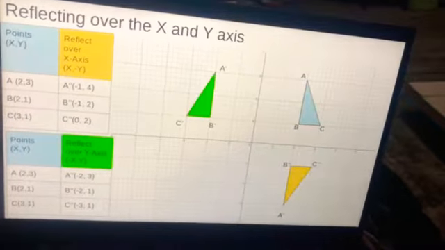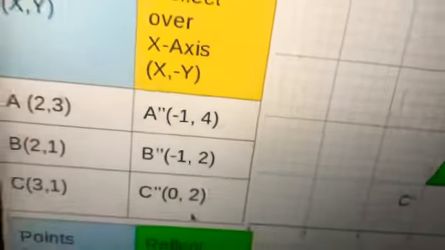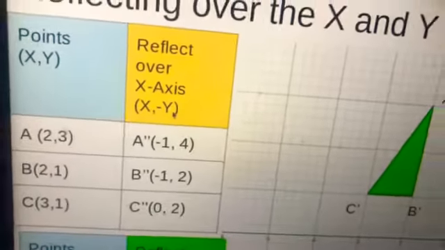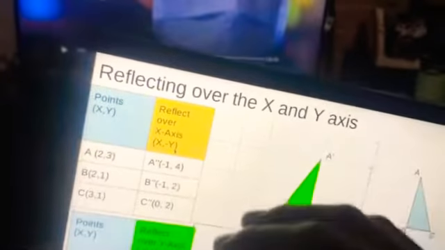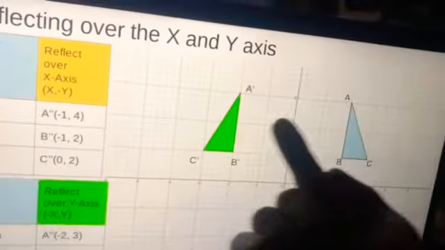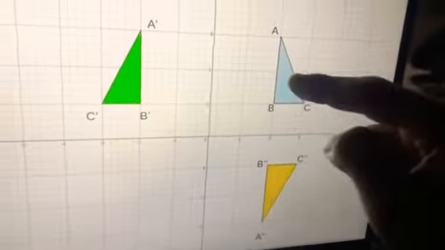In order to reflect over the x-axis, we need to use the y in our coordinate points and make it the opposite. So if it's positive, we're gonna make them negative. If it's negative, we're gonna make them positive in order to reflect it over the x-axis, which is this one, the yellow triangle. Okay, this is the first figure.